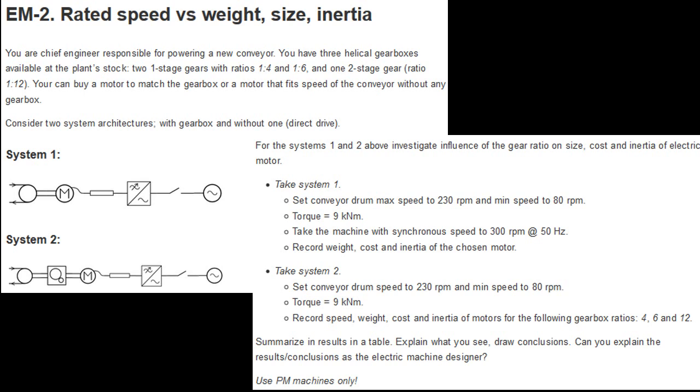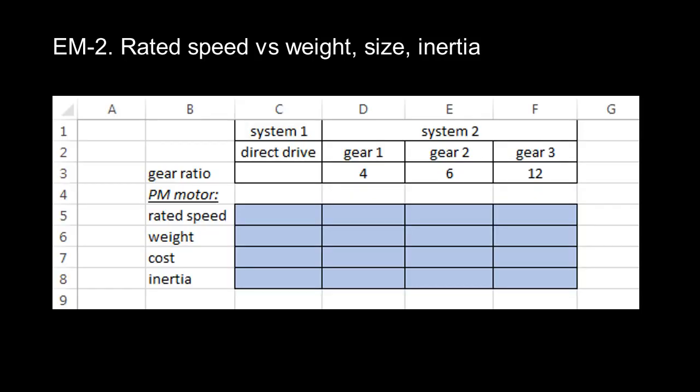Then what we need to do is record key parameters of the electric machines in all the cases. The key parameters are rated speed, weight, cost, and inertia. So we basically investigate the influence of the gears on the electric machines being part of the same system.